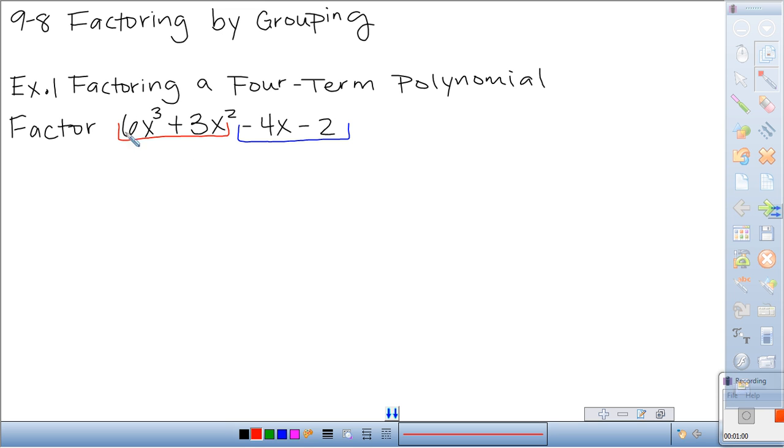So the GCF of 6x cubed and 3x squared: I noticed that the greatest common factor for 6 and 3 would be 3, and the greatest common factor for x cubed and x squared is x squared. And then I'll rewrite this. 3x squared times what gives me 6x cubed? Well, 3 times 2 gives me 6. X squared times x gives me x cubed. And then 3x squared times what gives me 3x squared? Just plus 1. So 3x squared times 1 is 3x squared. So that's my first group.